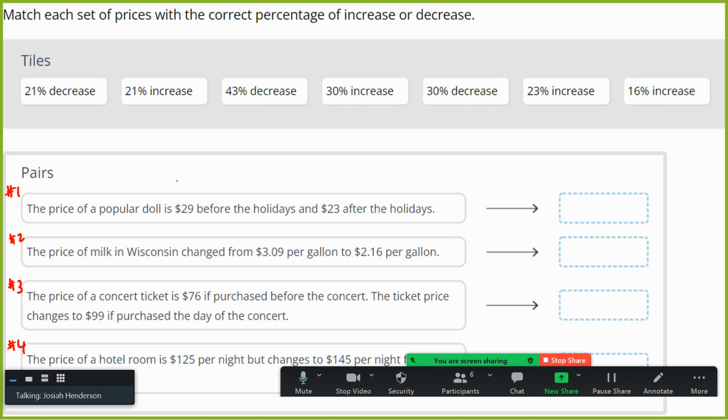So looking at example 1, the price of a popular doll is $29 before the holidays and $23 after the holidays. So initial means starting, final means final or ending, last one. So this will be our initial before the holidays, and then our final price for the doll is after the holidays. So we need to use our formula again. Final minus initial over initial. So that would be 23 minus 29 over 29.